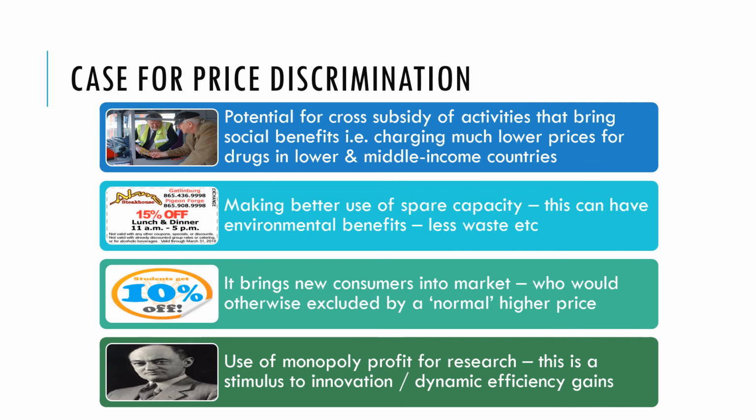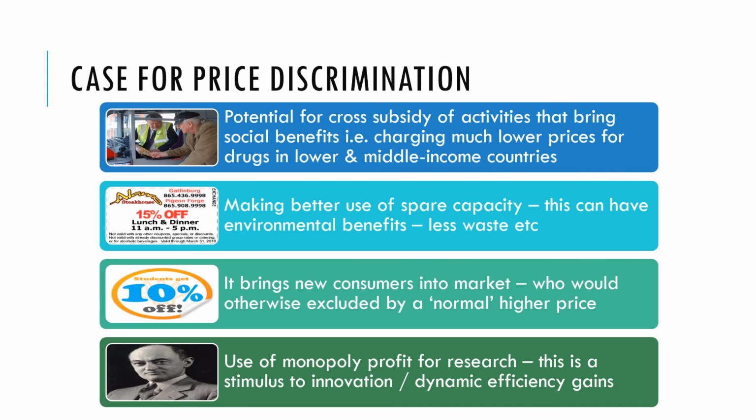What is the case for price discrimination? We could maybe use the supernormal profits to cross-subsidize other activities that bring social benefits. We might charge adults a much higher price so that we can fund something that might benefit children. We might charge some people in certain parts of the world, rich parts of the world, a high price so that we can offer lower prices for drugs in lower income countries.